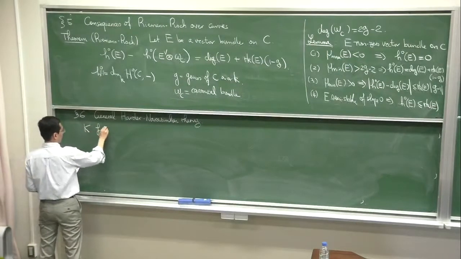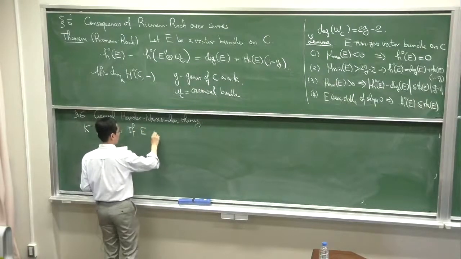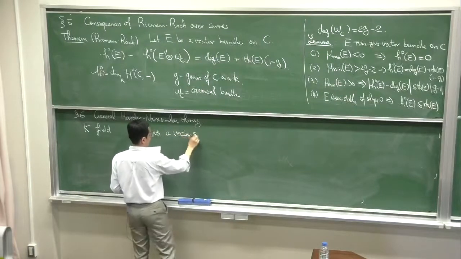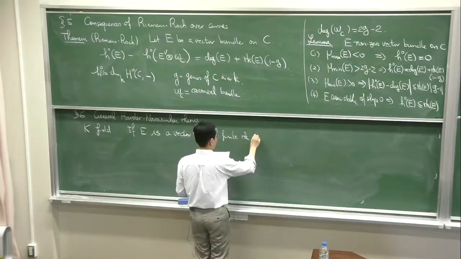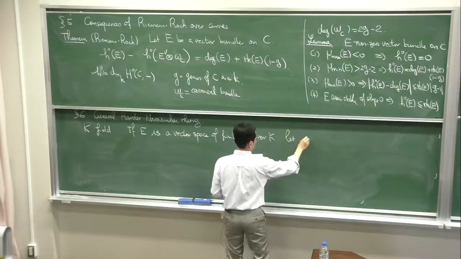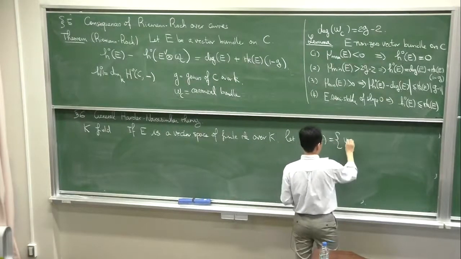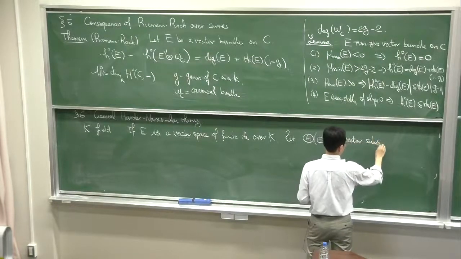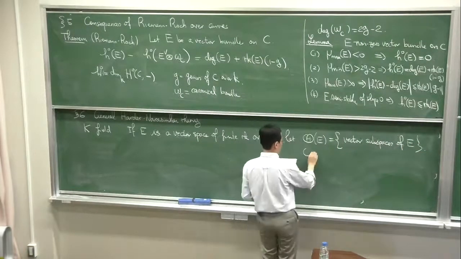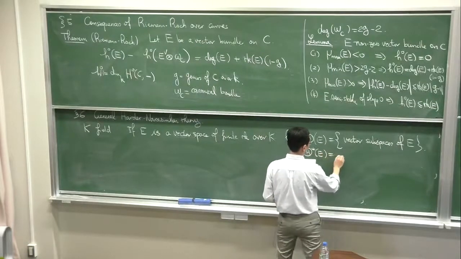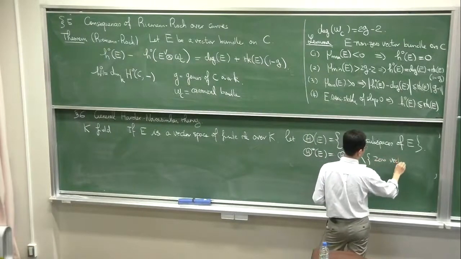So we fix a field K, any field. If E is a vector space of finite rank over K, we let theta of E be the set of vector subspaces of E. And theta star of E is almost the same thing, but we don't consider the zero vector subspace.